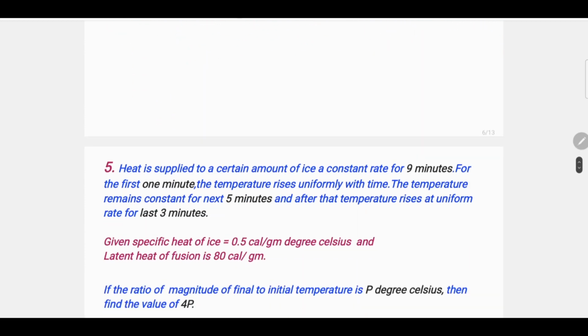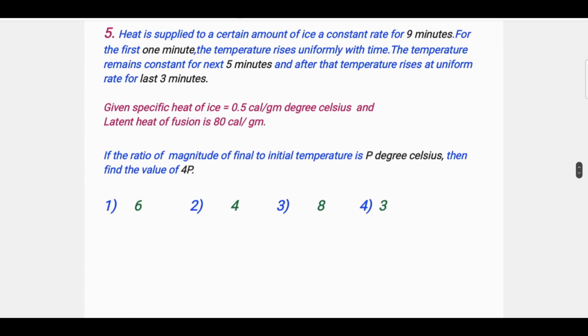Next comes our fifth question. Heat is supplied to a certain amount of ice at a constant rate for 9 minutes. For the first 1 minute, the temperature rises uniformly with the time. The temperature remains constant for next 5 minutes, and after that, temperature rises at a uniform rate for last 3 minutes. Specific heat of ice is given and latent heat of fusion of ice is also given. If the ratio of magnitude of final to initial temperature is P degrees Celsius, then find the value of 4P. It's a very interesting question.